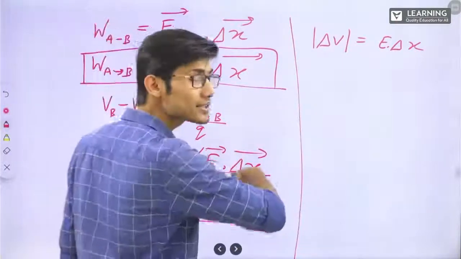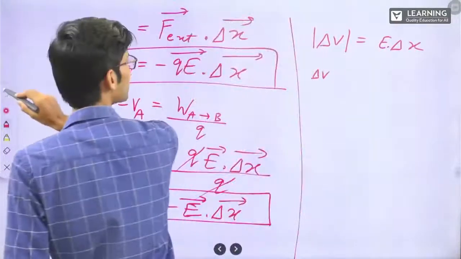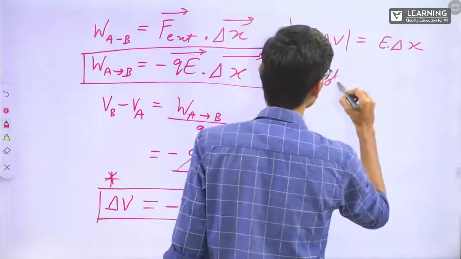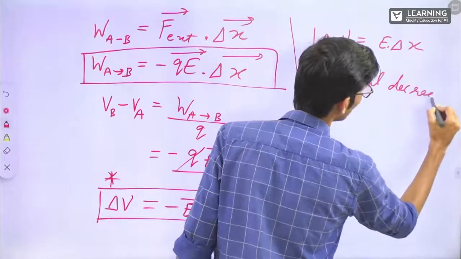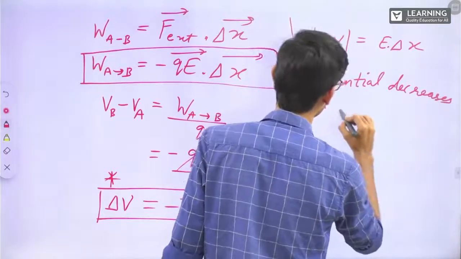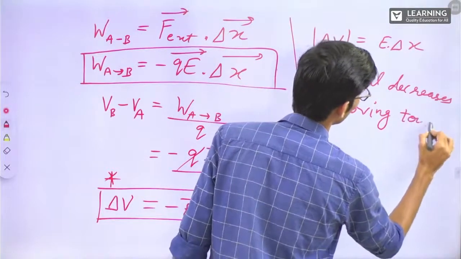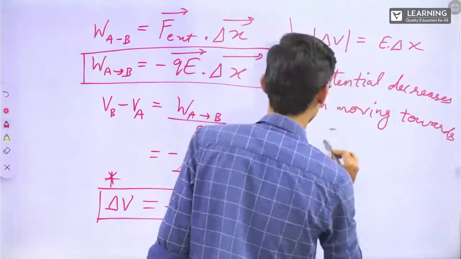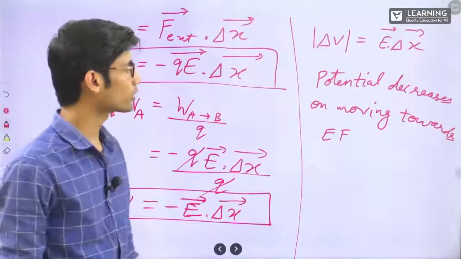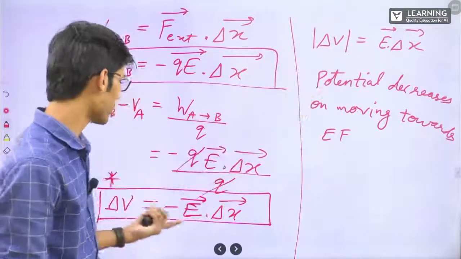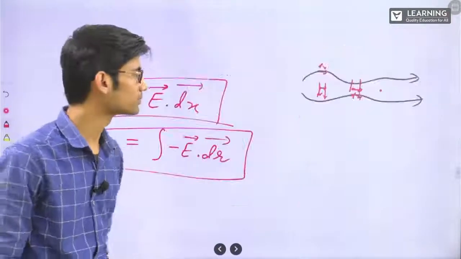Fine. How will the sign come? What you have to remember is delta V, potential decreases on moving towards electric field. Clear? Potential decreases on moving towards electric field. Don't have to remember this minus sign and all. Only remember the magnitude.